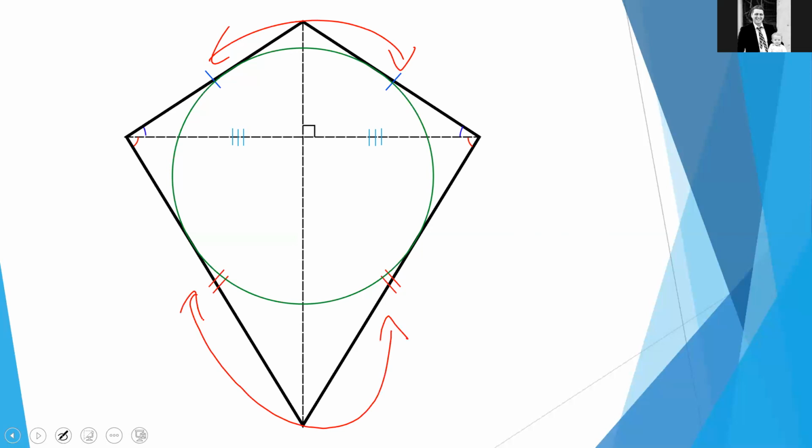We also get that this line that cuts our kite in half into two isosceles triangles is also bisected by a perpendicular bisector because we have a right angle. Okay, let's use that information to solve some problems.